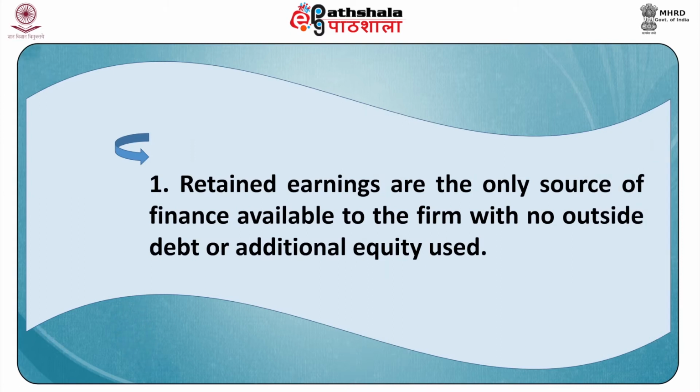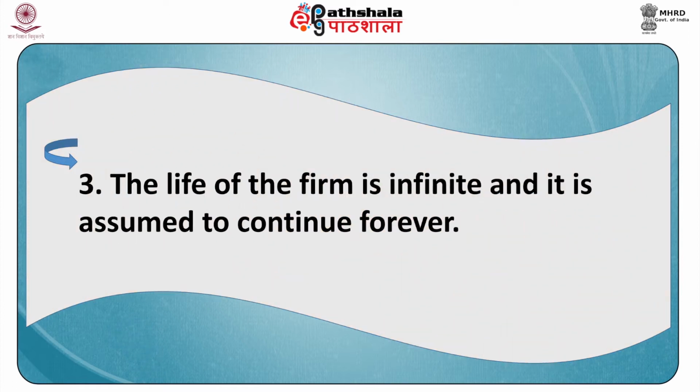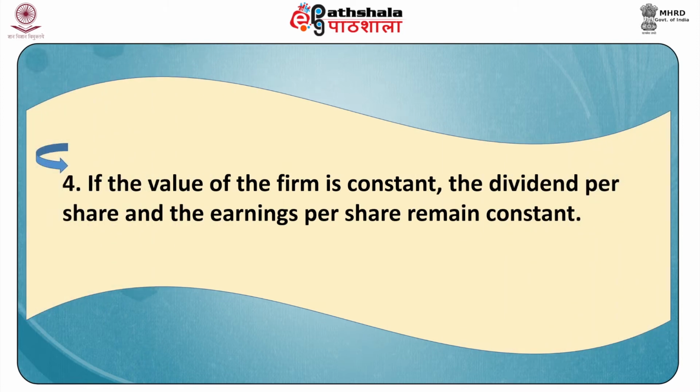First, retained earnings are the only source of finance available to the firm, with no outside debt or additional equity used. Second, R and K are assumed to be constant, and thus additional investments made by the firm will not change its risk and return profiles. Third, the life of the firm is infinite and it is assumed to continue forever. Fourth, if the value of the firm is constant, the dividend per share and the earning per share remain constant.